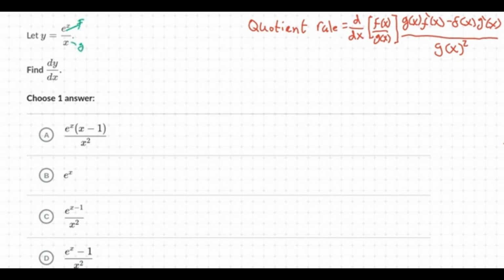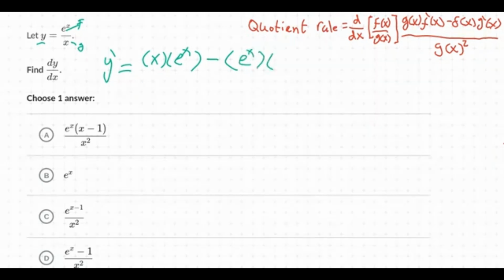So let's start. The derivative of y is y prime equals, we start opening the brackets. The first bracket needs g, so x multiplied by f prime, which is the derivative of e^x. The derivative of e to the power of x stays the same because it doesn't get affected by the derivative, minus f, which is e to the power of x, then multiplied by g prime, which is the coefficient of x, which is 1, over g squared, which is x squared.